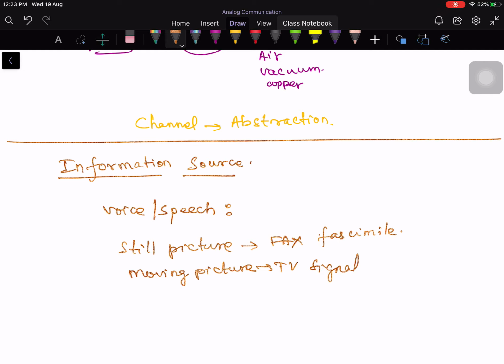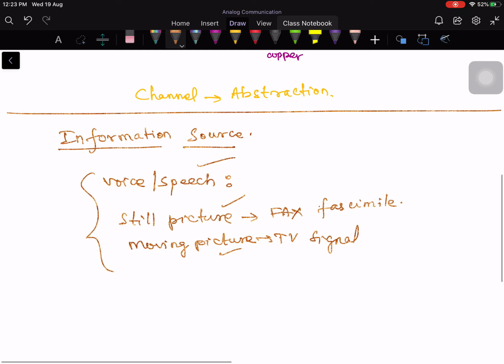Each of these information sources has different kinds of requirements from the communication system point of view, because voice takes its own spectrum. Let me come a little later to what I mean by spectrum. The frequency range is different for speech, and different for a still picture, and the bandwidth requirement of a moving picture is totally different. So let us spend a few minutes giving a feel for the various kinds of information sources that I have just mentioned. This is not an exhaustive list.